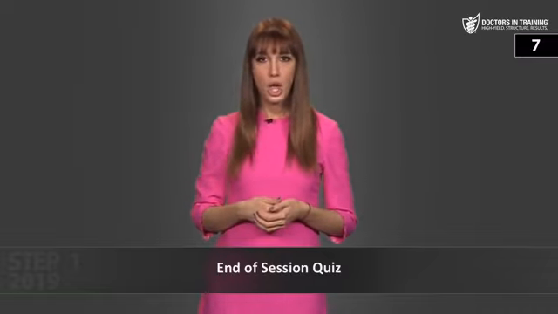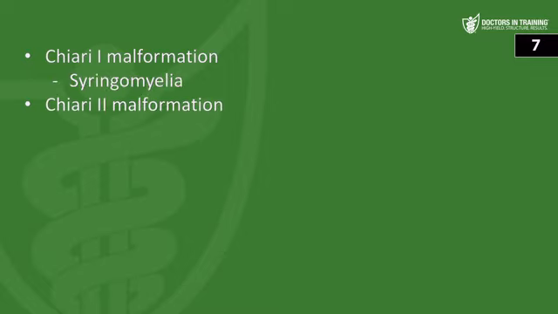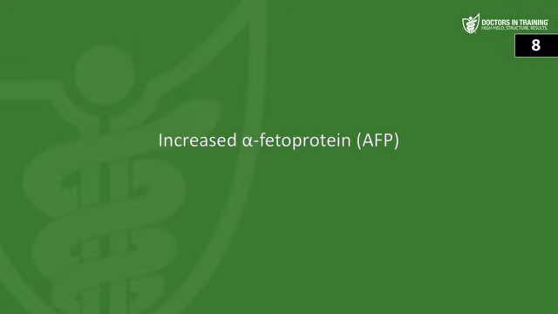First question, what abnormalities are often found with a Chiari malformation? We said a Chiari 1 malformation can lead to a syringomyelia, and a Chiari 2 malformation can be associated with a myelomeningocele, and it can lead to hydrocephaly. Next question, what amniotic fluid lab abnormality might point you to a diagnosis of anencephaly? You'll most likely see an increased alpha-fetoprotein in the mom's serum and in the amniotic fluid, because anencephaly is a type of neural tube defect.